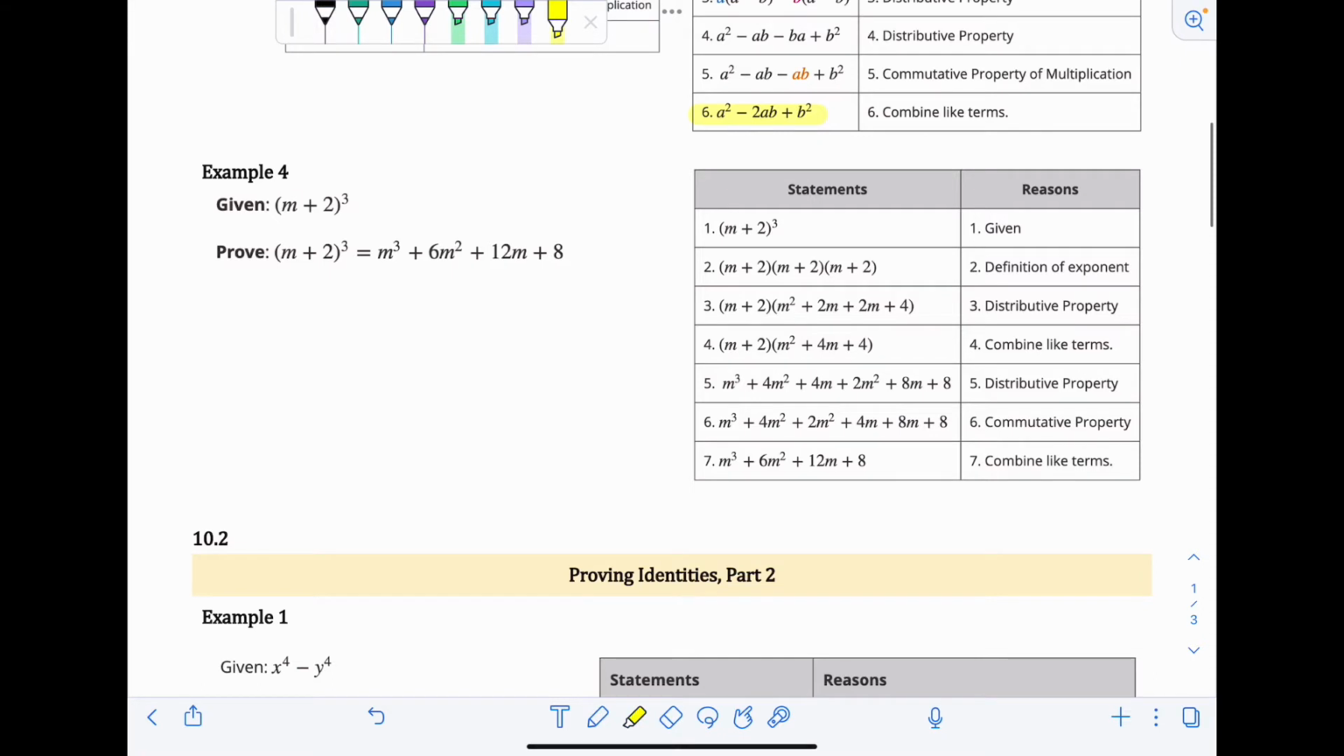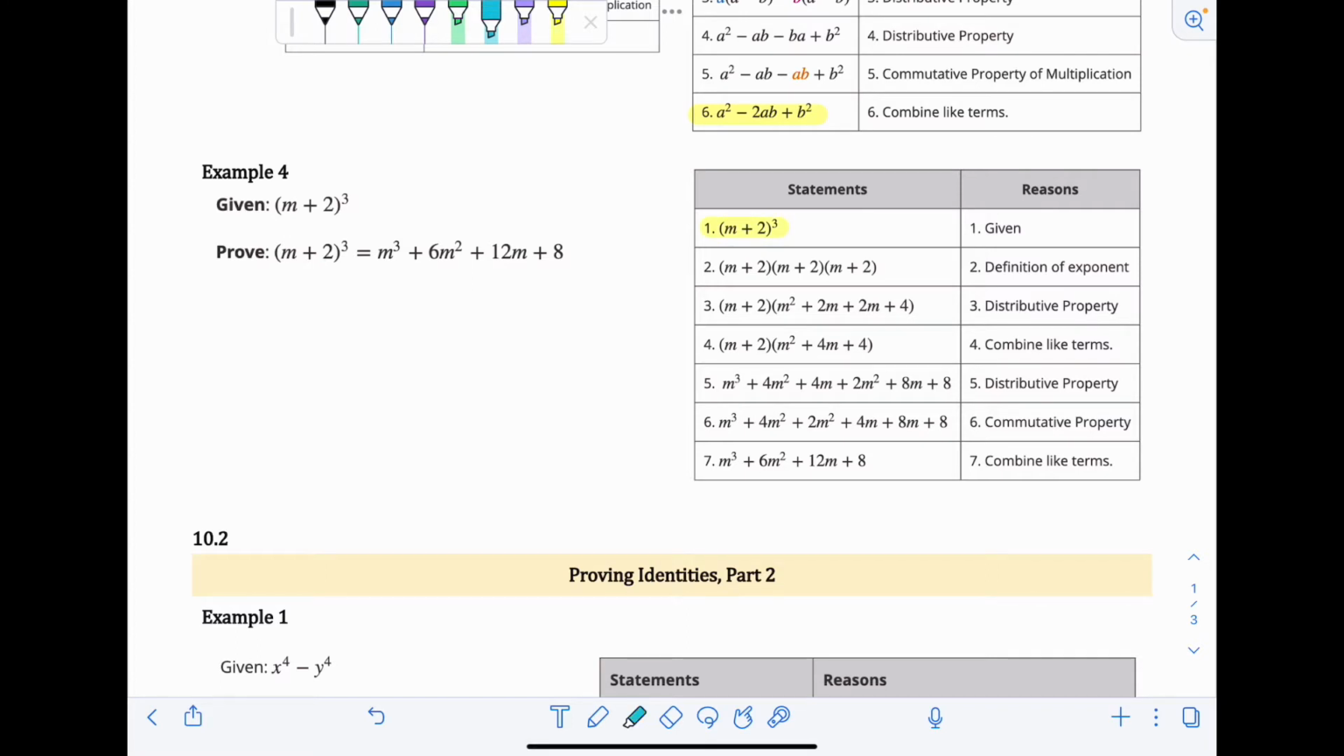Okay, so example 4, given (m + 2) cubed, we want to prove that it simplifies to m cubed plus 6m squared plus 12m plus 8. So we're just multiplying, and writing the steps that we're using to multiply. So it's a little bit more tedious of a section. So, okay, step one, we're starting with a given, so (m + 2) cubed.